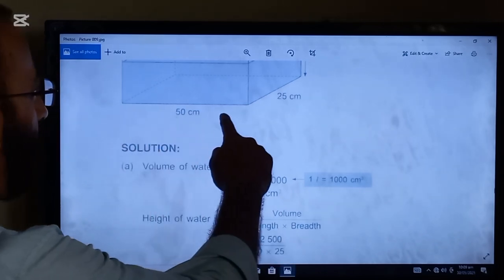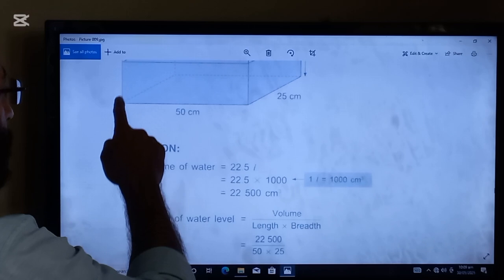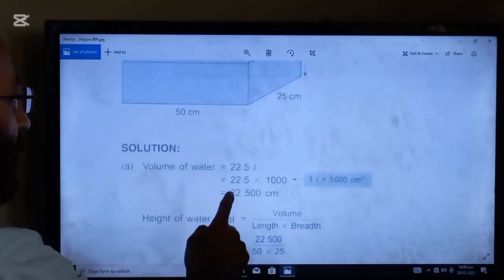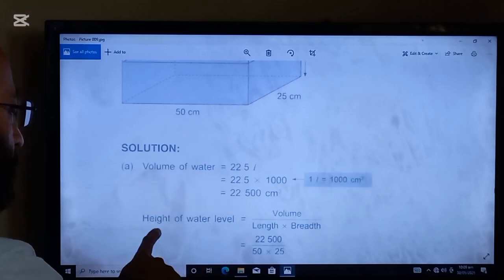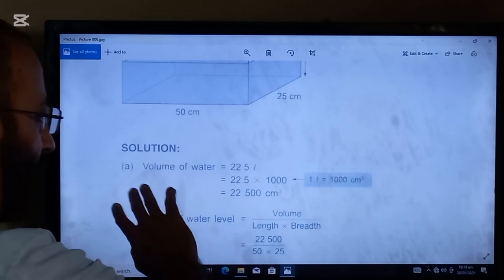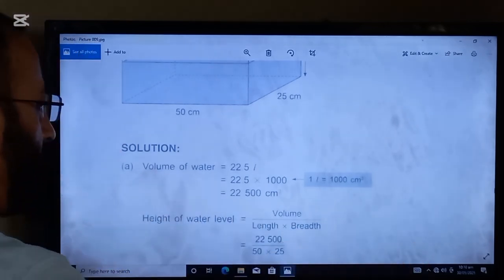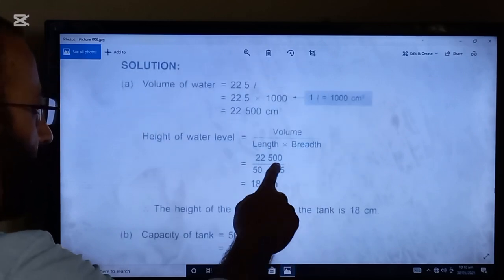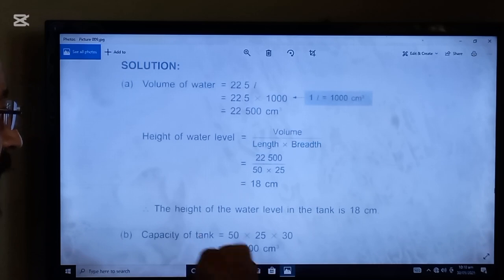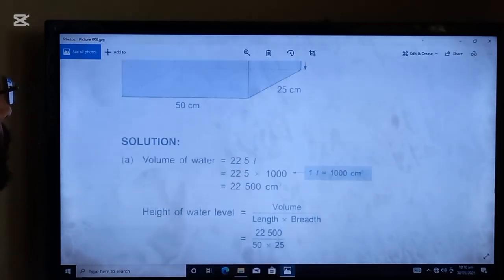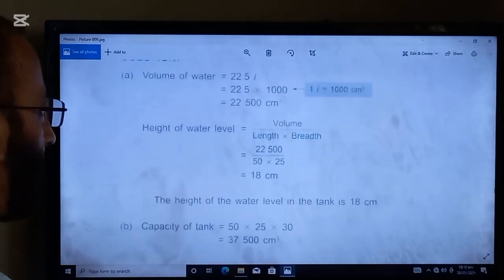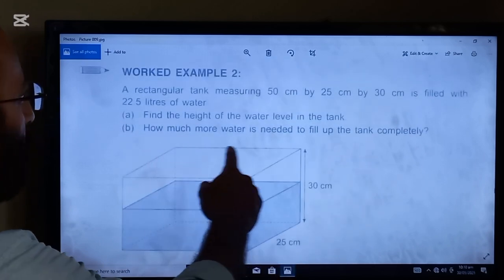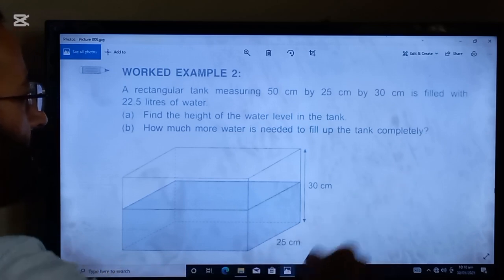Now, length multiplied by breadth multiplied by height. Length and breadth are given, only the height of the water level is missing, and that will be equal to this value. Height will be here, and length multiplied by breadth will go to the denominator of the volume. Putting values into the formula, solve it on the calculator, and you will get the height of the water. Now, this is the height of the water.